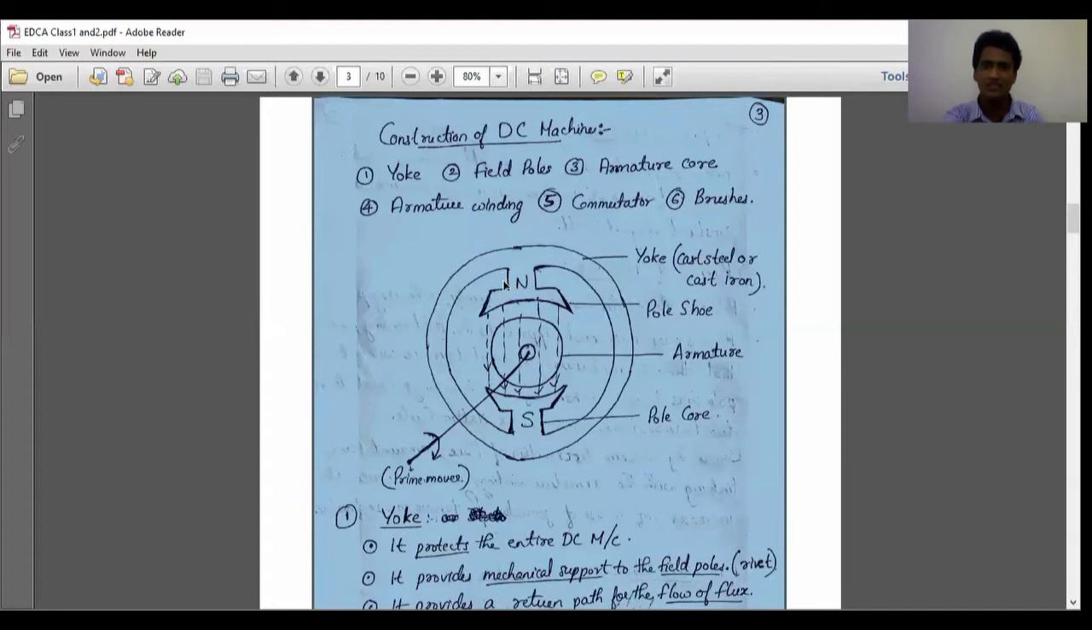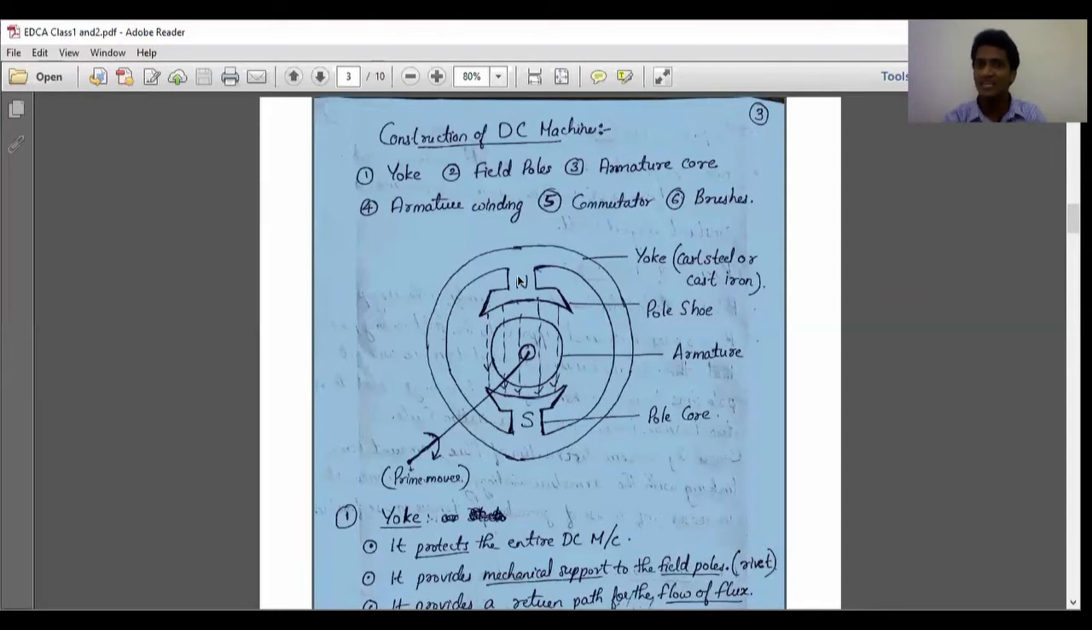Consider a situation where there is no pole shoe. This curved section, this entire section, is called the pole shoe. Consider a situation where there is no pole shoe. This is mechanical equipment. Whenever it is rotating, there will be a mechanical vibration. If there is a vibration, this field winding will always have a tendency to come down and fall to the armature. Then what happens? Then excitation fails.